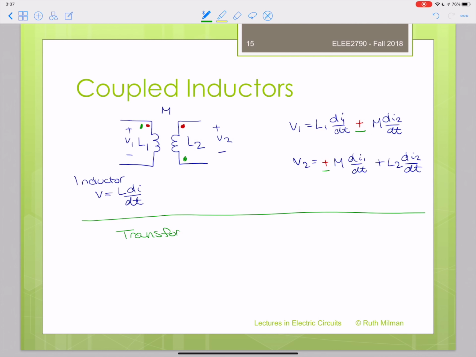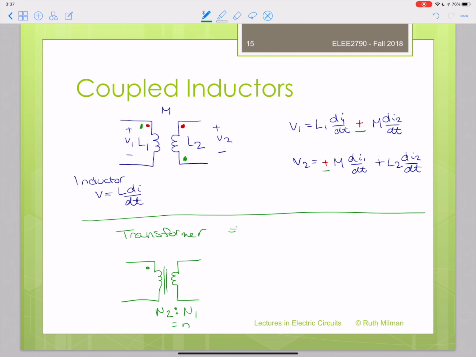A transformer is usually signified by inductors with a line between them or a pair of lines between them, and you know that the windings have a relationship where N2 to N1 tells you the ratio of the windings. That ratio is also equal to n. Now, the reason that you would do this is very simple.